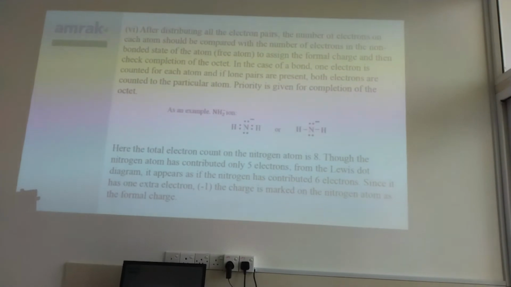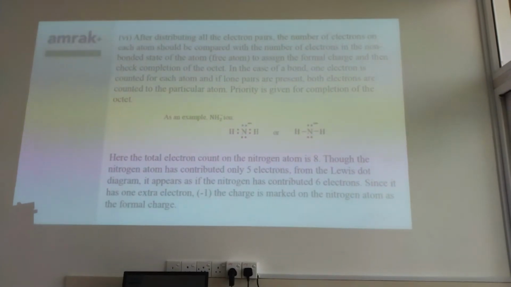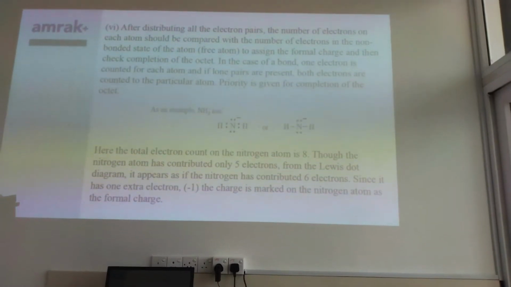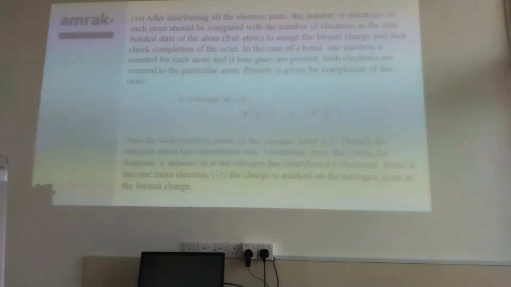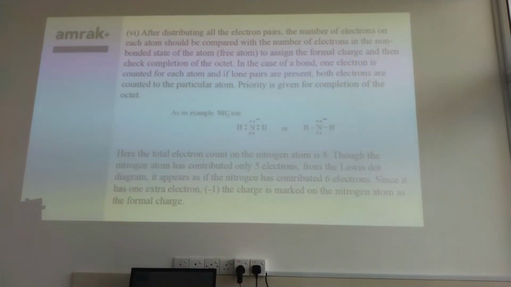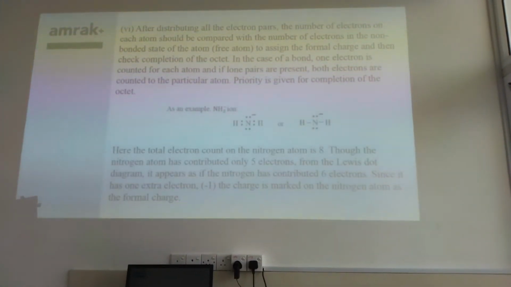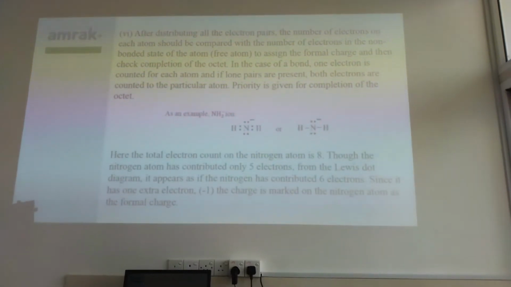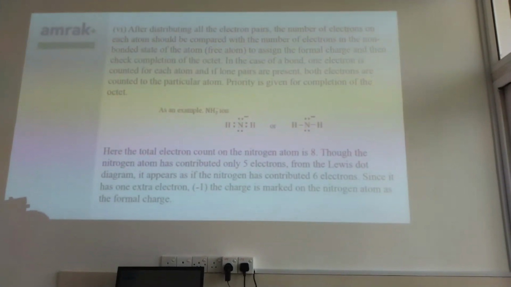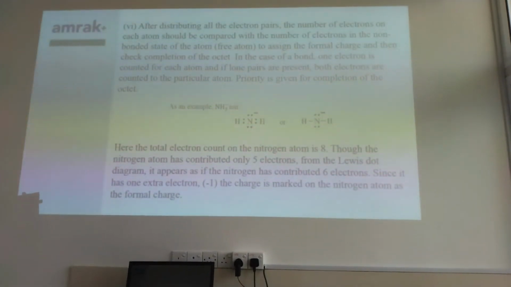The next one: after distributing all the electron pairs, the number of electrons on each atom should be compared with the number of electrons in the non-bonded state of the atom, like free atoms. The remaining ones we put to assign the formal charge, and then check the completion of the octet. In the case of a bond, 1 electron is counted for each atom, and if lone pairs are present, both electrons are counted to the particular atom. Priority is given for completion of the octet.